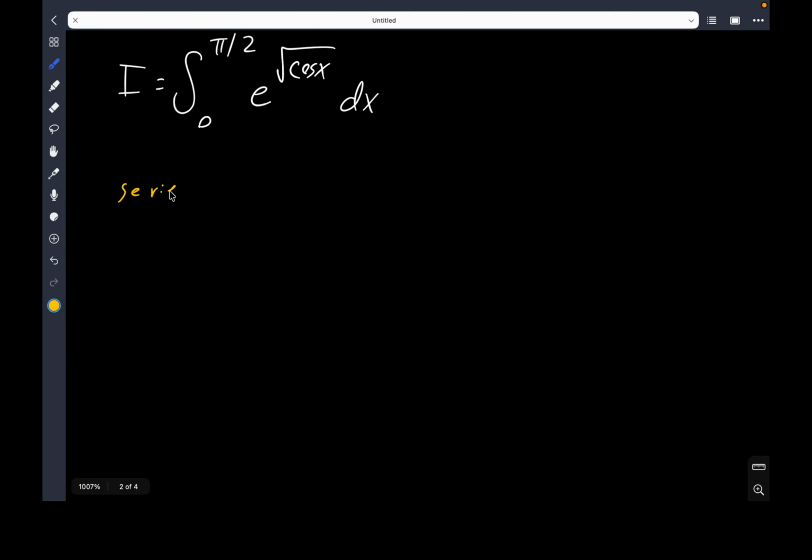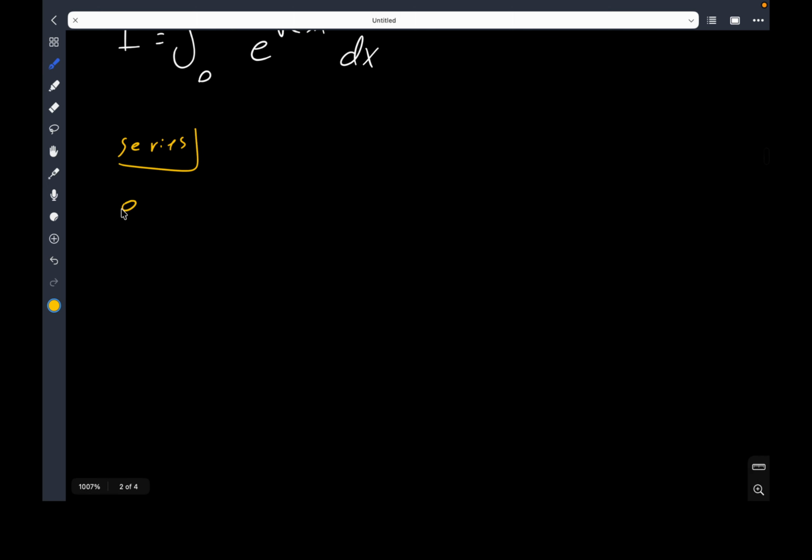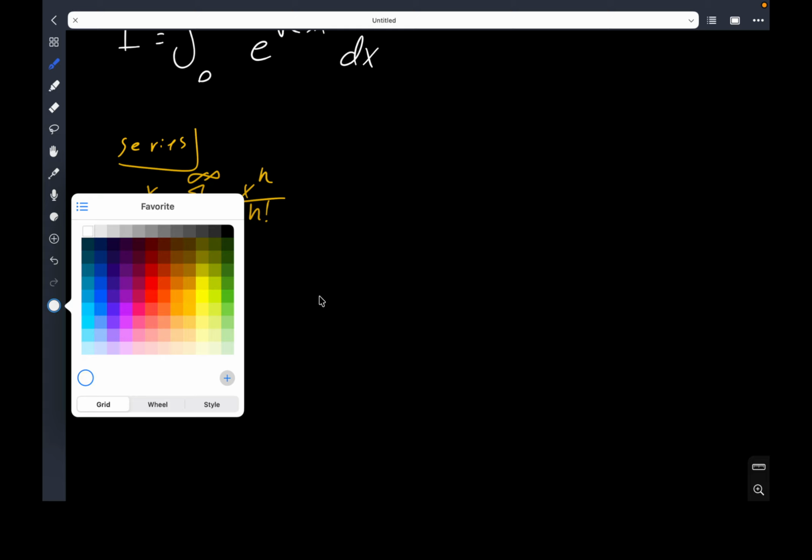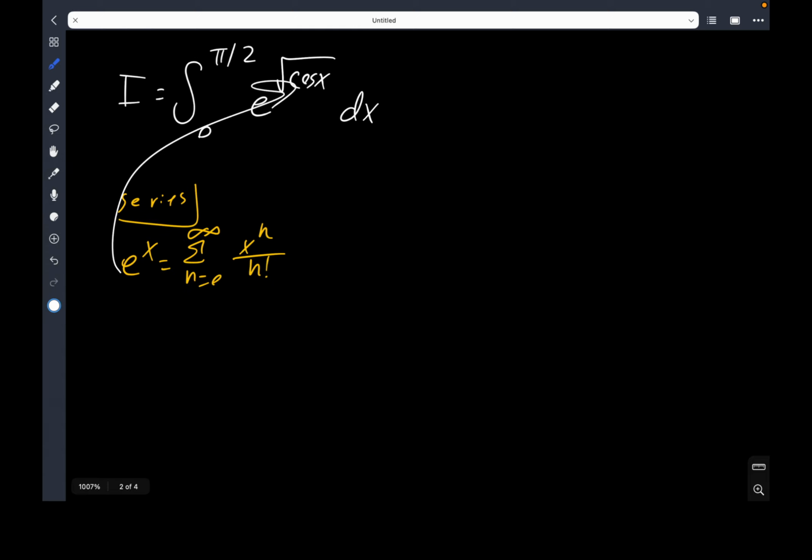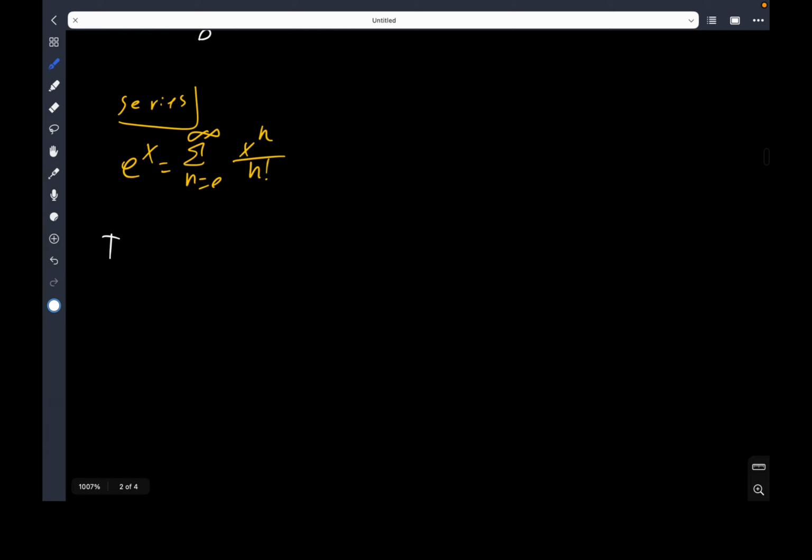So, before doing anything, I'm gonna write the Maclaurin series for e to the x. The series for e to the x is the infinite sum from 0 to infinity of x to the n over n factorial. And therefore, I can use this series here.